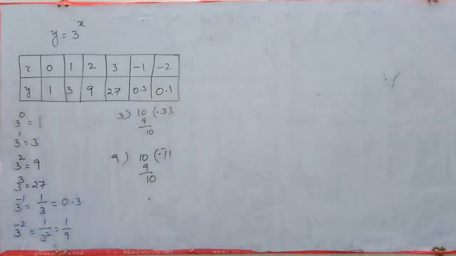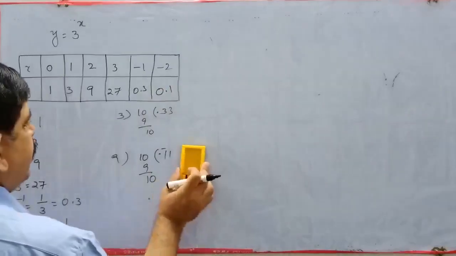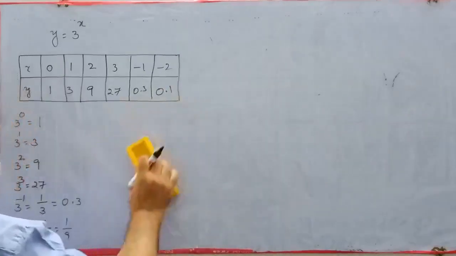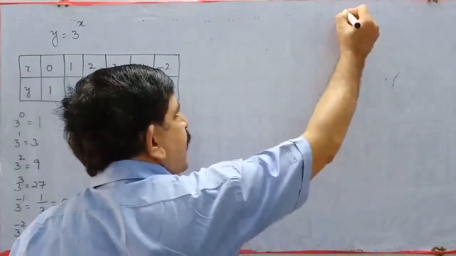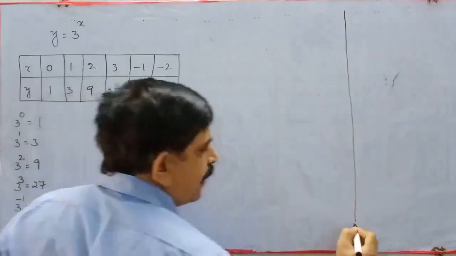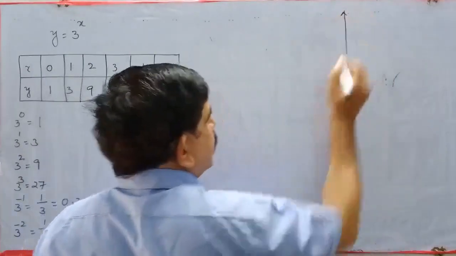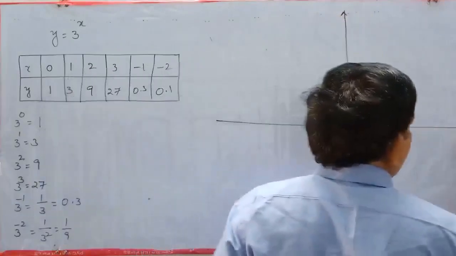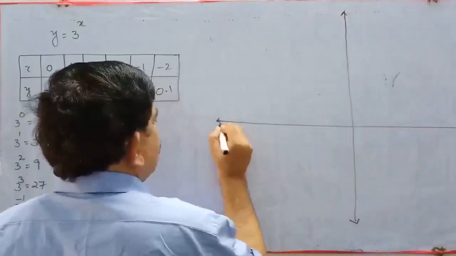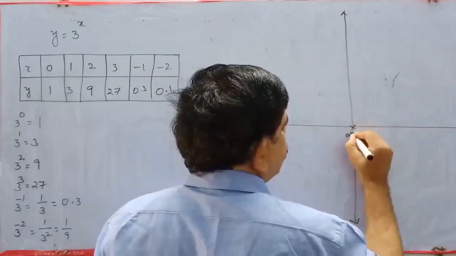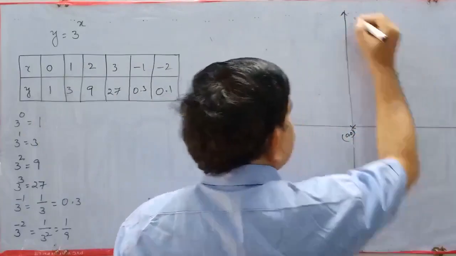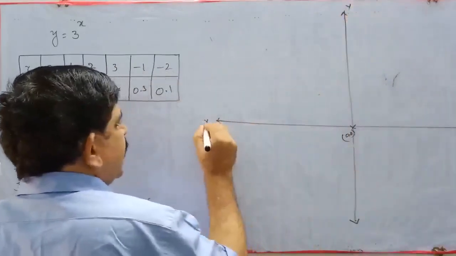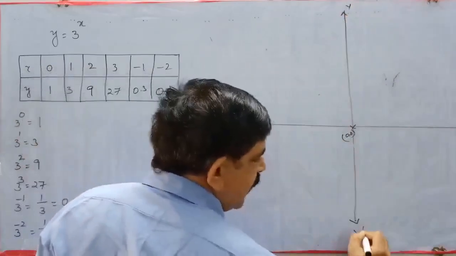Okay, now next one, take the graph. So origin 0 comma 0, x-axis, y-axis, negative x-axis, negative y-axis.